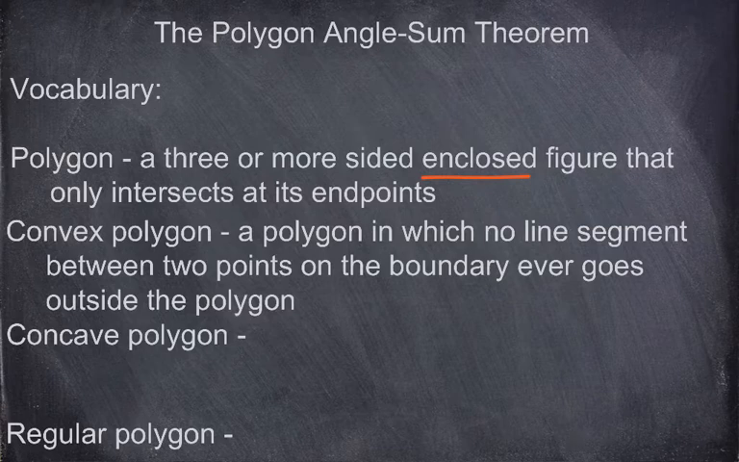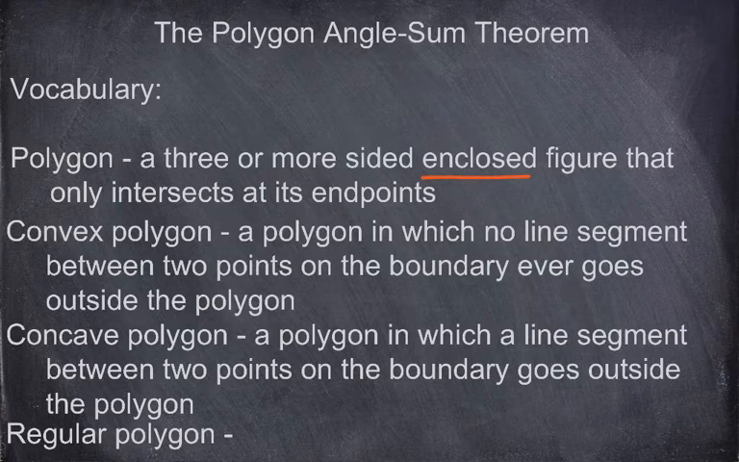Okay? So, the opposite would be concave. So a concave polygon is a polygon in which a line segment between 2 points on the boundary does go outside the polygon. Okay? So again, one says that the line segment cannot be outside. The other says it can be outside. So convex cannot. Concave, you can have a segment that goes on the outside.